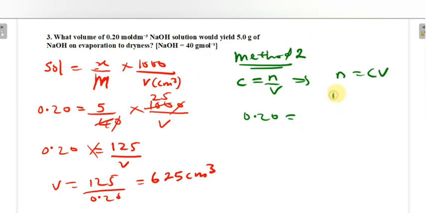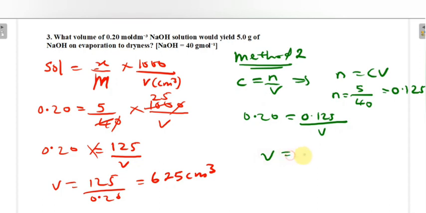The number of moles present, N, will be equal to 5 divided by 40. Remember that? The reacting mass over molar mass. So 5 divided by 40 is equal to 0.125. So I'm going to substitute that: 0.125 divided by V. So from here, you can see that V will be equal to 0.125 divided by 0.20.